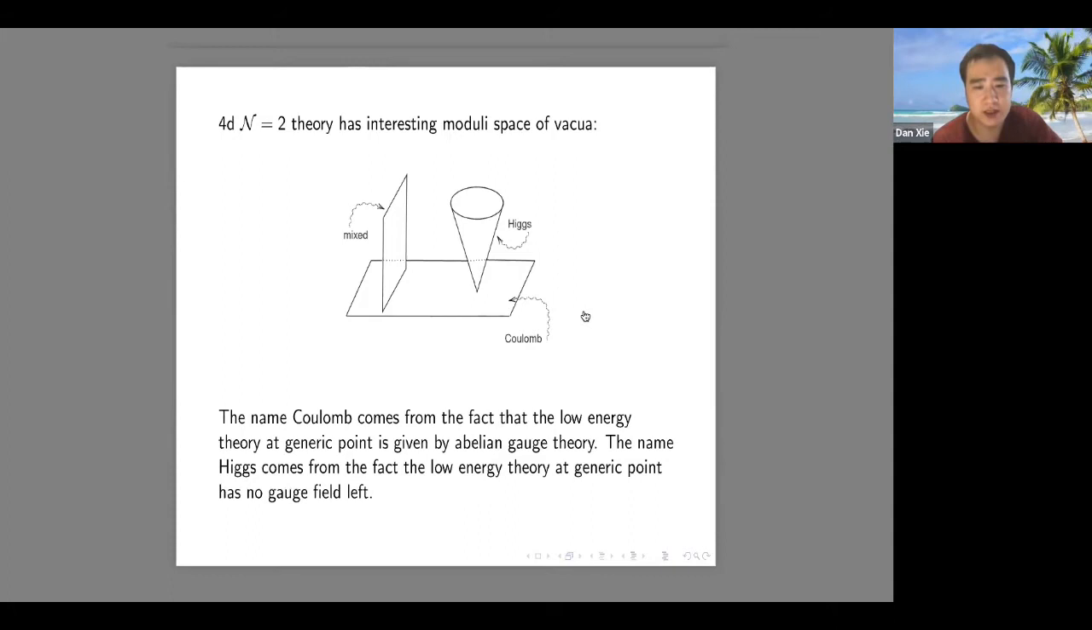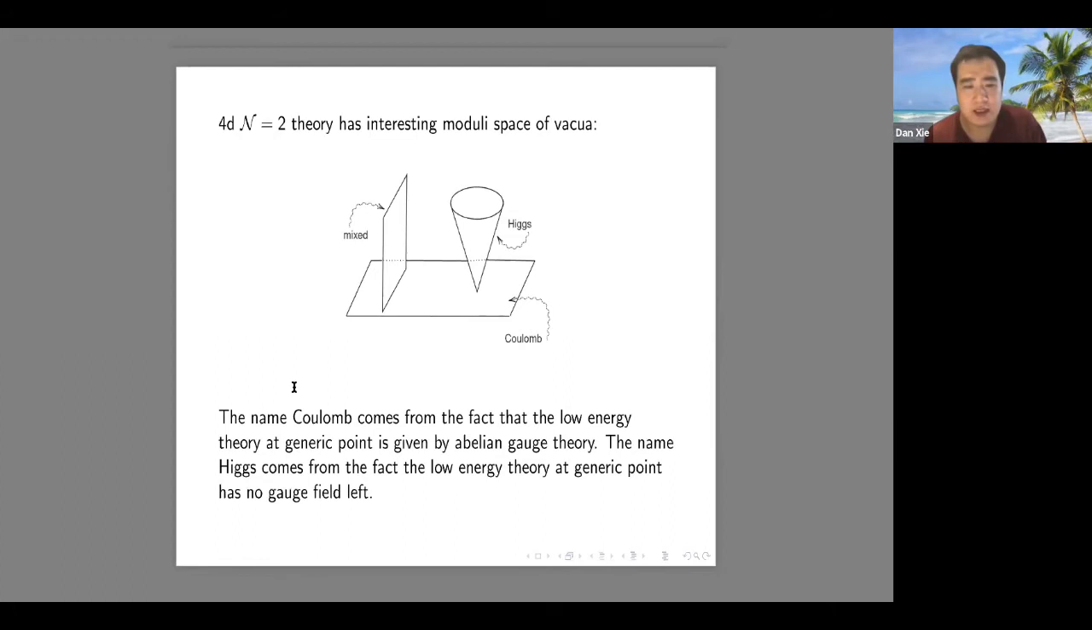Here I want to point out the name Coulomb comes from the fact that the low energy theory at a generic point of the Coulomb branch is given by a free gauge theory. So at low energy, we have the massless photon. So the interaction is given by the Coulomb law. So that's why we call it the Coulomb branch.